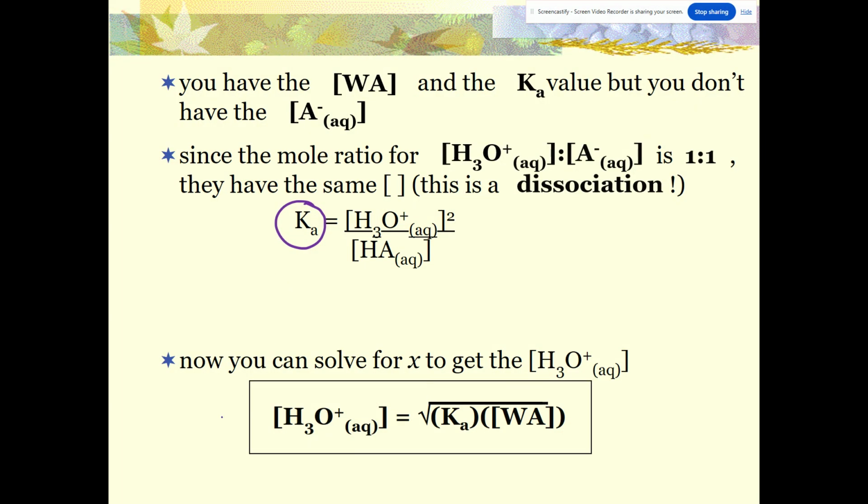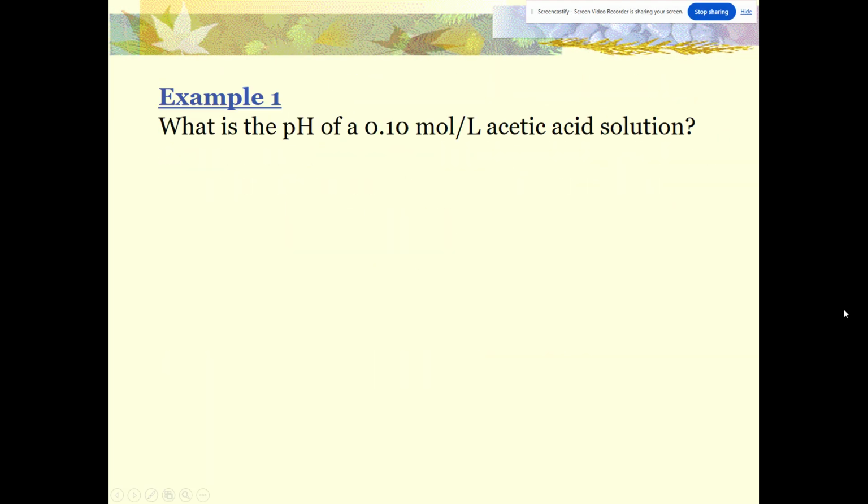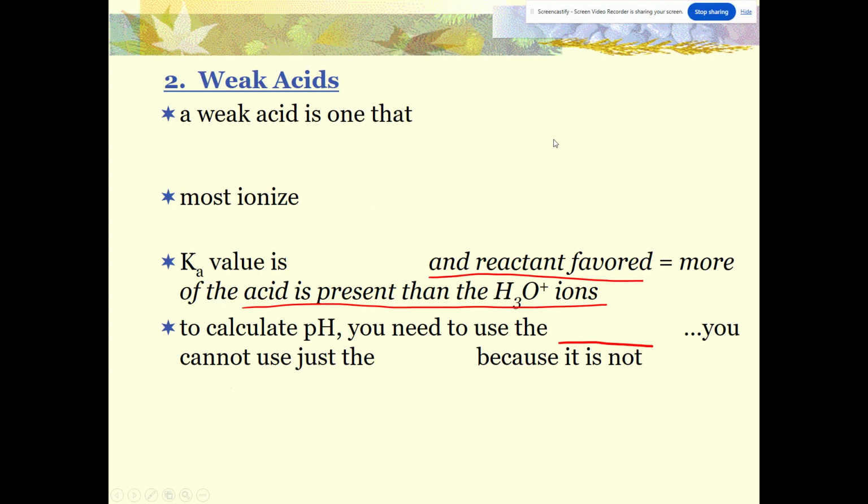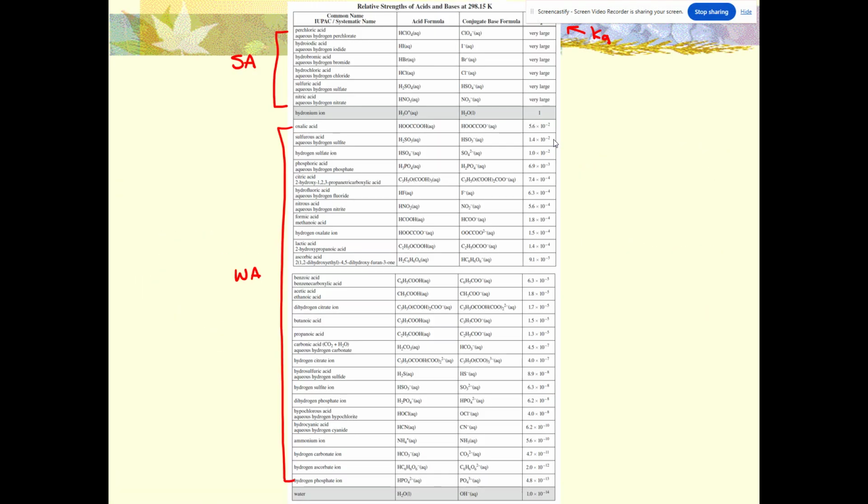And then to rearrange for hydronium ion concentration, this is how you solve for the hydronium ion concentration when you have a weak acid. It is not one of the top 6, so the Ka for weak acids are less than 1. For example, let's say we have acetic acid. If I go back to that data booklet and look up acetic acid, it's right here. This is the formula for acetic acid. This is the Ka value for acetic acid, 1.8 times 10 to the negative 5.